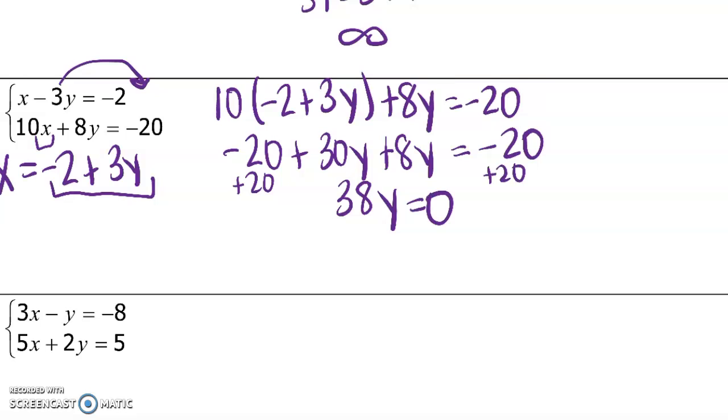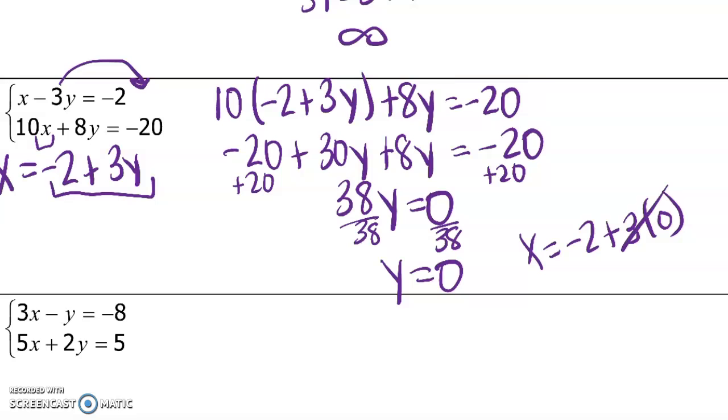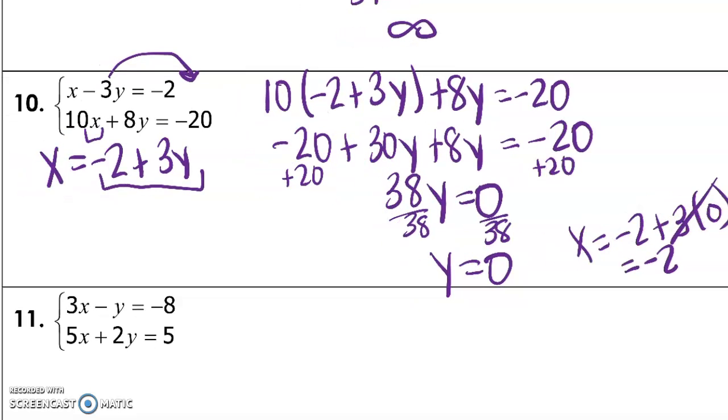So I have a lot of people that think this means no solutions. Your variable did not cancel out. You still have a variable. So if you divide both sides by 38 like we normally would, 0 divided by anything is just 0. So 0 is a possible answer for one of your variables. Then we plug that back in. X equals negative 2 plus 3 times 0. Well, that's just negative 2. So your ordered pair, remember your x goes first, negative 2, and then 0.